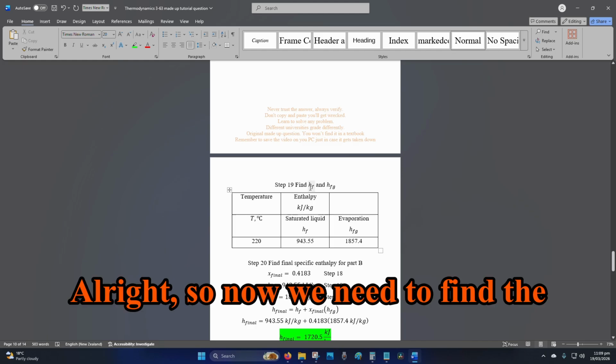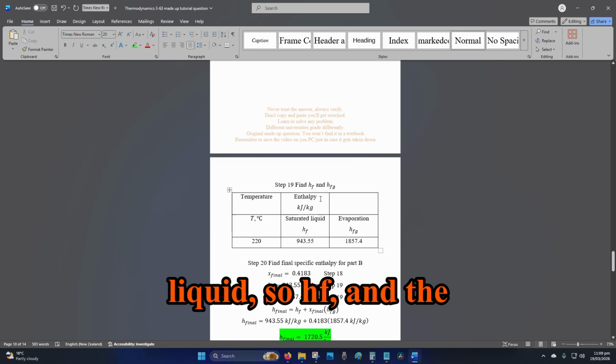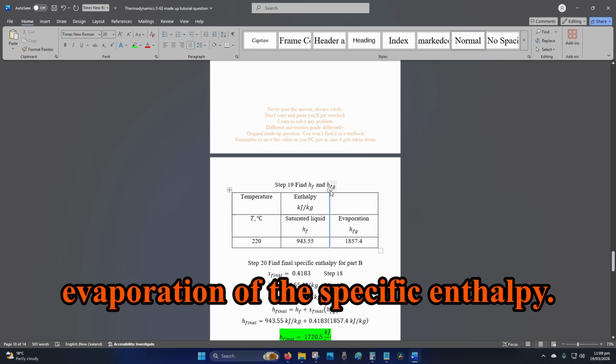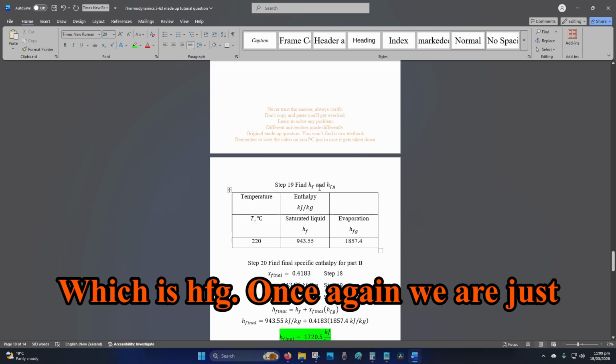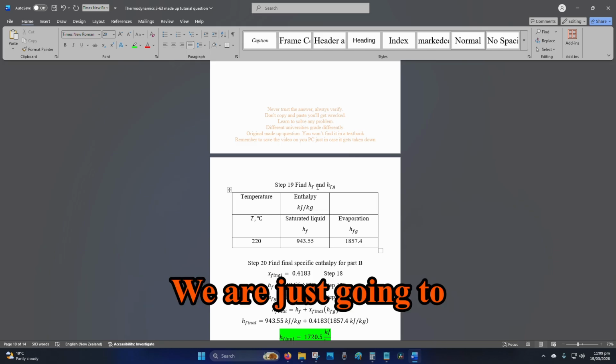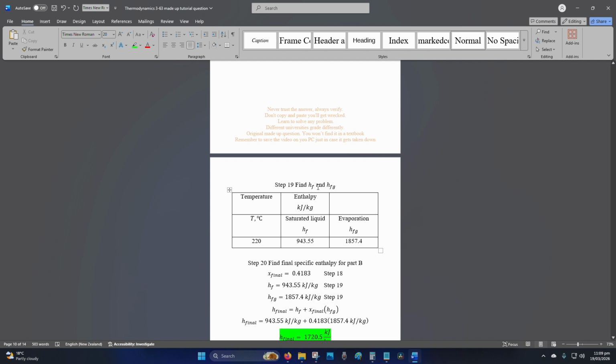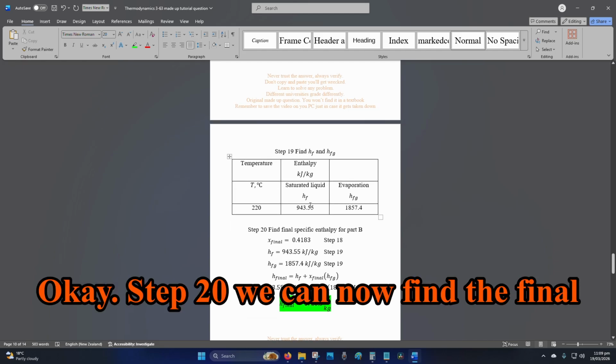Alright, so now we need to find the specific enthalpy of the saturated liquid, so HF, and the evaporation of the specific enthalpy, which is HFG. Once again, we're just using 220 degrees Celsius. We're just gonna ignore the 0.16 degrees. Okay.